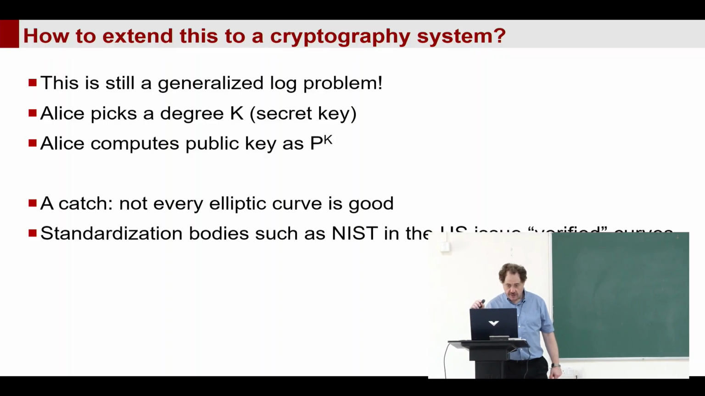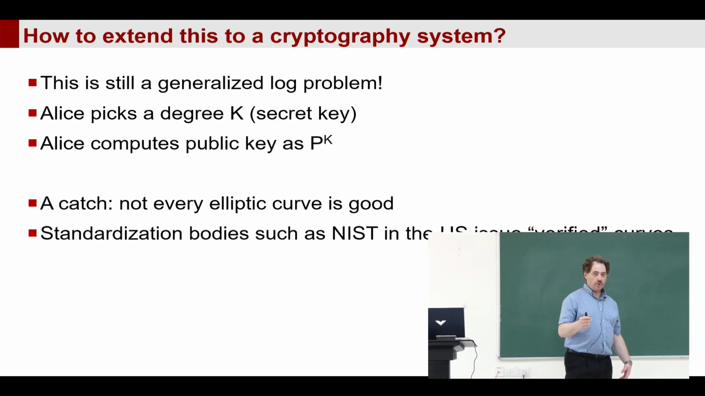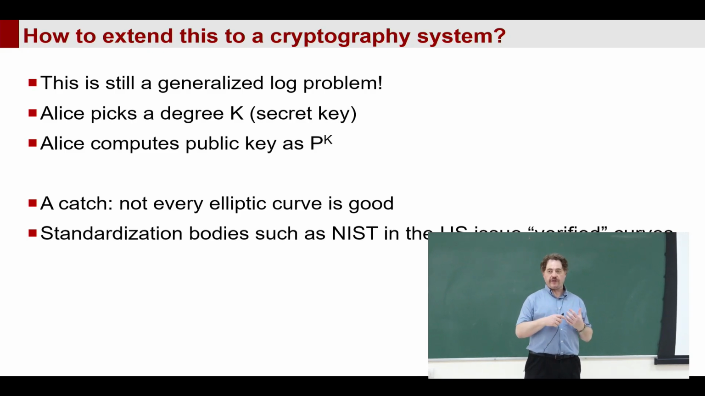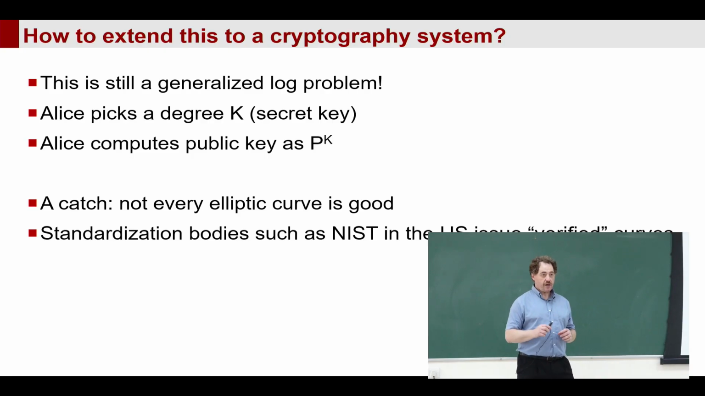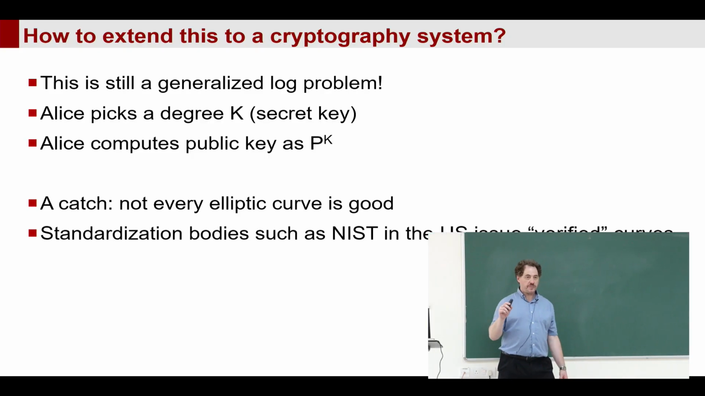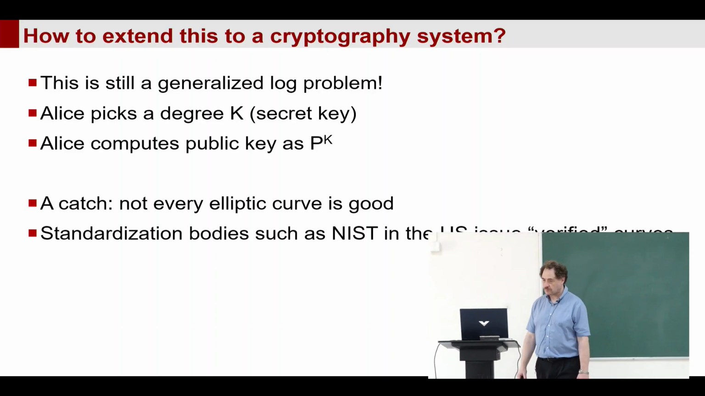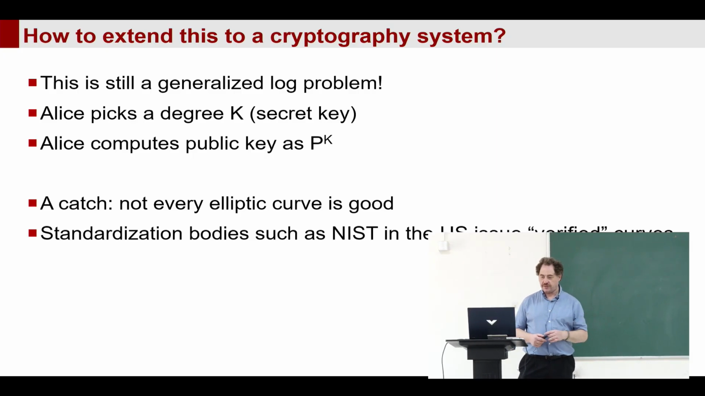So the attacker would need to calculate k. However, because we are not working with natural numbers any longer, we are working with elliptic curves, it turns out that there are no well-known attacks on elliptic curves, such as we have on natural numbers. And therefore, breaking cryptography based on elliptic curves is harder. Okay, but of course, there are some catches and downsides.